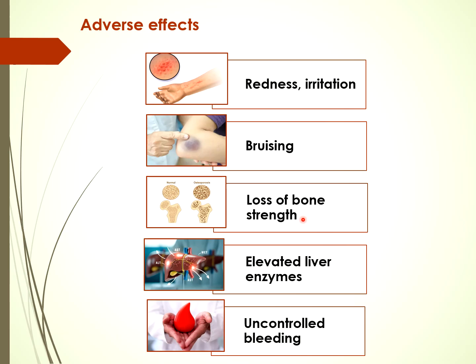reduces the calcium and phosphate in bone, and also it increases the liver enzymes, and it causes uncontrolled bleeding in case of bleeding disorder. Meaning if the person has hemophilia and we administer low molecular weight heparin, it increases the bleeding or causes excessive bleeding.